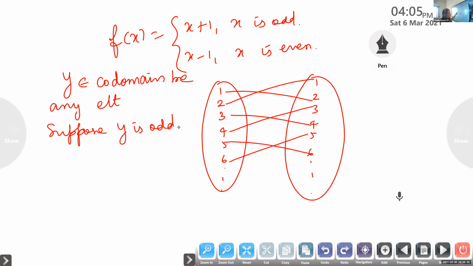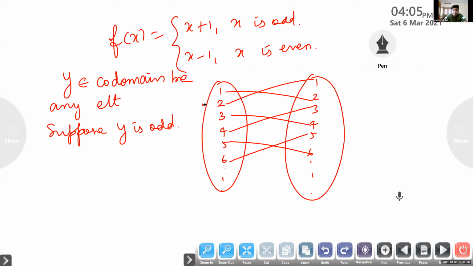Is it 1 more than the given number? If I take 1, what is the pre-image? 1 plus 1. Is it correct? If I take 3, what is its pre-image? 3 plus 1. Is it clear, Aditya?